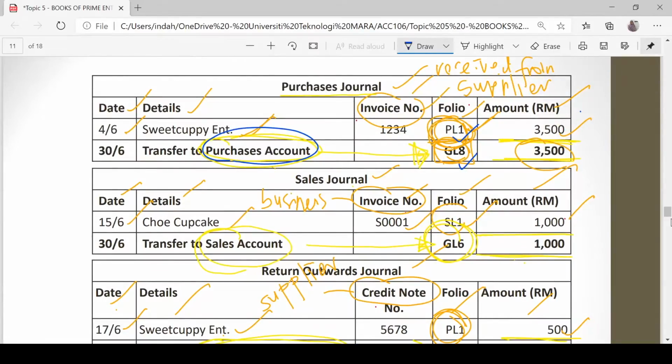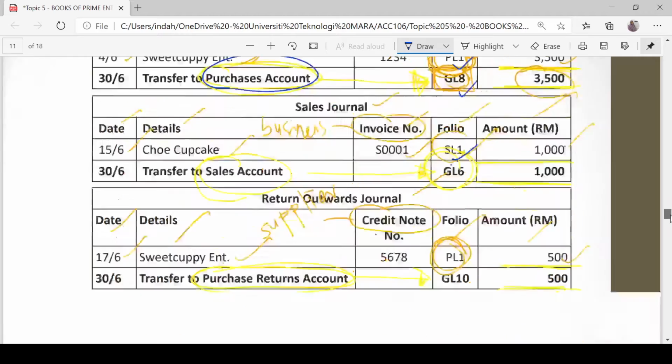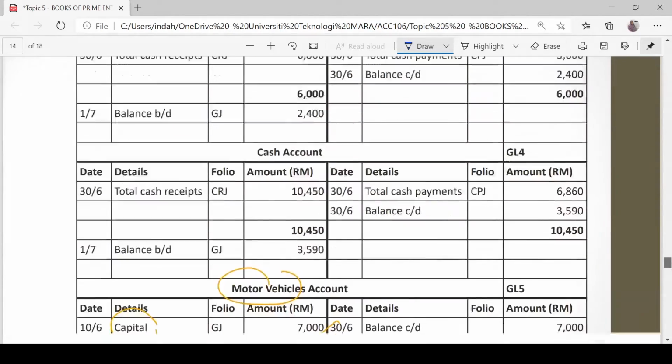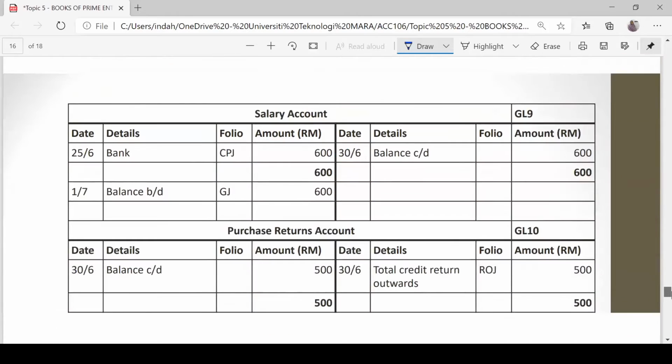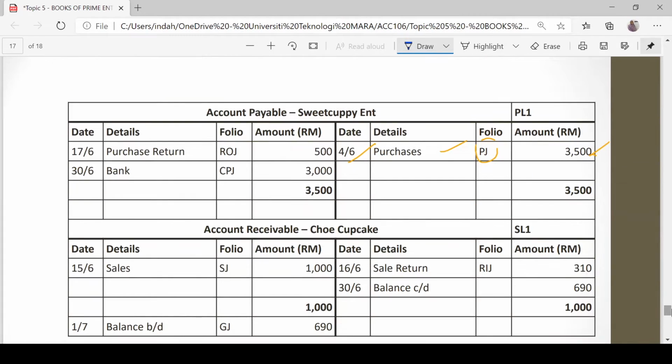Next is SL1. SL1 is for account receivable, so account receivable KOI Cupcake. We should have one account receivable from this journal. Alright, so this is an asset. Increase in asset because you sold goods to KOI Cupcake on credit. So increase in revenue, increase in asset. Increase in asset you debit. So 15th of June, sales from sales journal, 1,000, you debit.